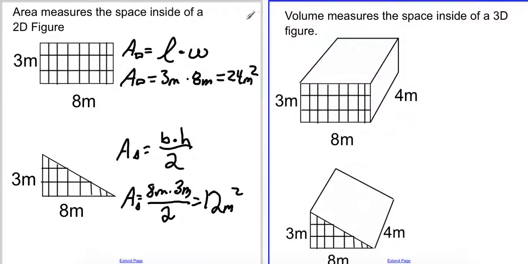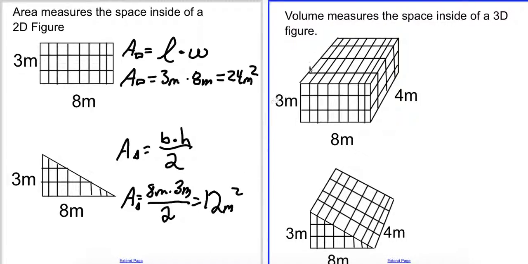So next, I want to talk about volume. And you have to remember that volume is a measure of the space inside of a 3D figure. So here we have a rectangular prism, and here we have a triangular prism. And again, I'm going to give you this visual to help you see what volume really represents. So just like last time, these figures have a base or a width value of 8 meters, and the height for both of these figures is 3 meters, and then we also have another height of the prism.